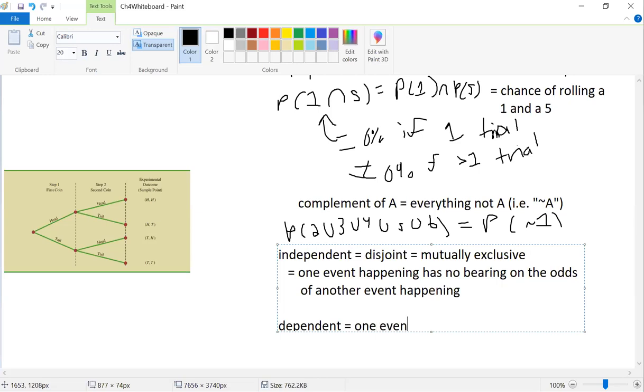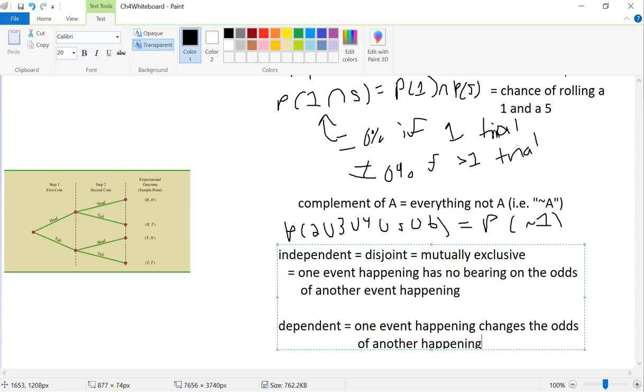So one event happening changes the odds of another happening. For example, let's say I had a deck of cards, 52 cards, 13 clubs, 13 spades, 13 diamonds, 13 hearts. And I asked you what the odds were of getting a heart. 13 over 52, 1 over 4.